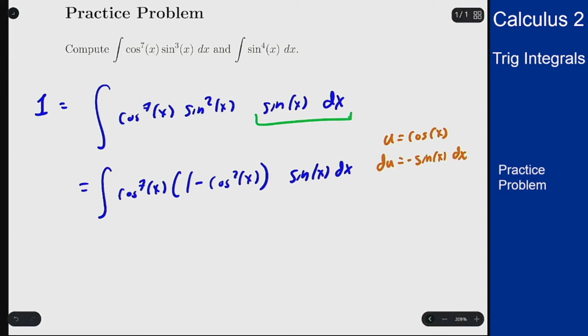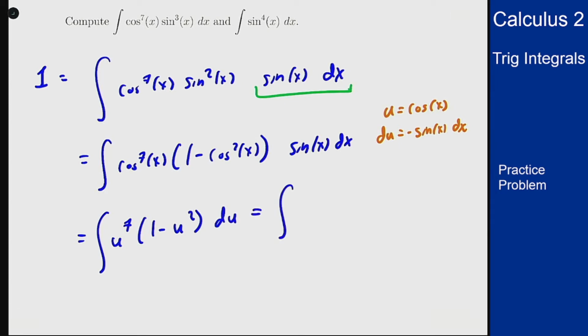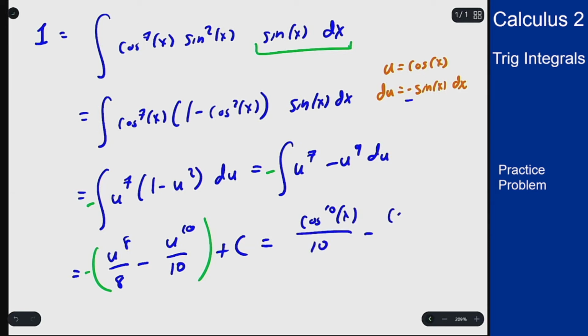I can then plug that in, and if I do, I will get the integral of u to the 7th, 1 minus u squared times du, which is now just a polynomial in u, so I can work out the integral. That gives me u to the 8th over 8 minus u to the 10th over 10, and I'm missing a minus on the entire thing from this minus du over here. There's a minus sign here, here, here. I can then plug cosine back in for u to get cosine to the 10th over 10 minus cosine to the 8th over 8 plus c.